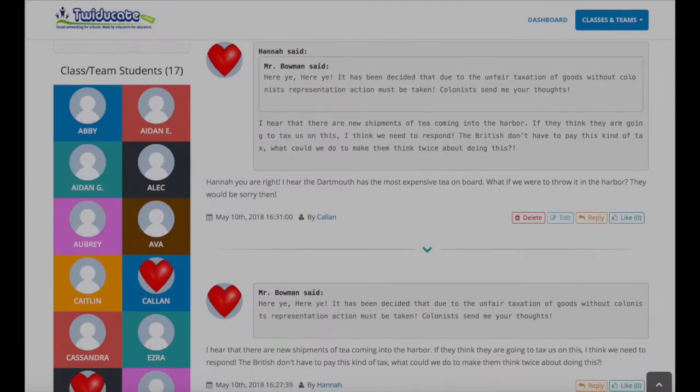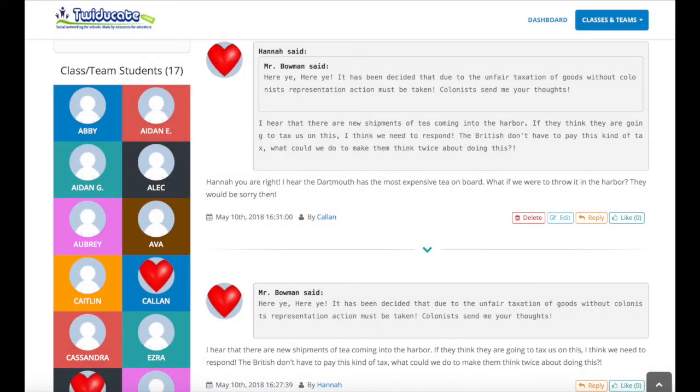So again, I would have my own account, and I could post something or tweet something such as, "Hear ye, it has been decided that due to the unfair taxation of goods without colonist representation, action must be taken. Colonists, send me your thoughts." And that's just the colonist side. So from there, the colonists can create their own tweets and start developing a dialogue, taking in the history that we know, history that was formed in these small taverns in Boston, about how they were going to take the ship to Dartmouth, and throw the tea overboard.